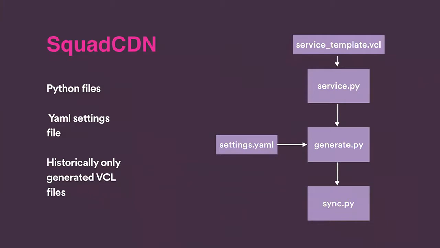Languages used for tools and services at Spotify are Python and Java. Squad CDN is a simple set of Python files that ingests the settings file I'll be talking about. Once this file is ingested, Squad CDN generates VCLs using VCL templates and uploads the corresponding VCL to whatever properties need updating or to be created. To add Akamai to this mix, we need to generate JSON configuration from the settings file as well as VCL.